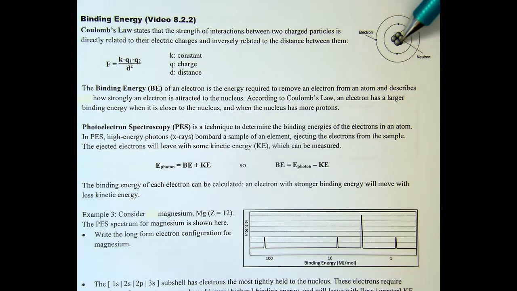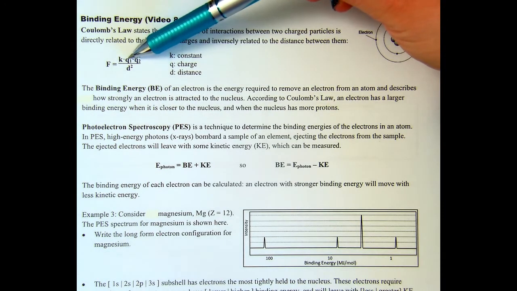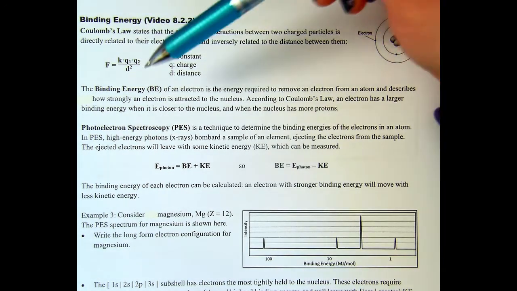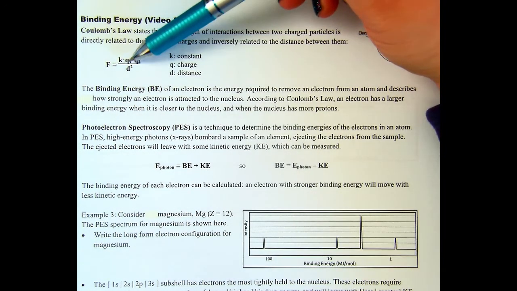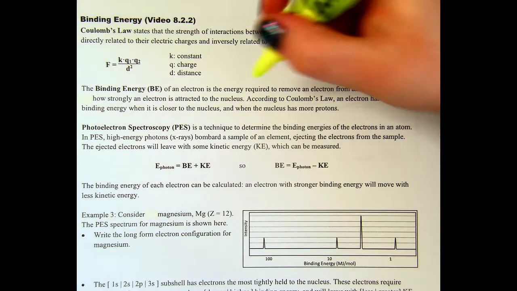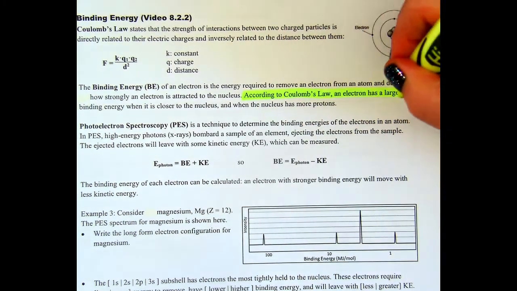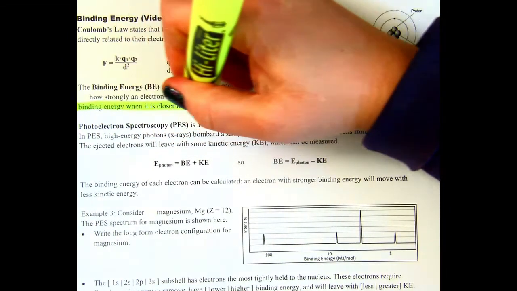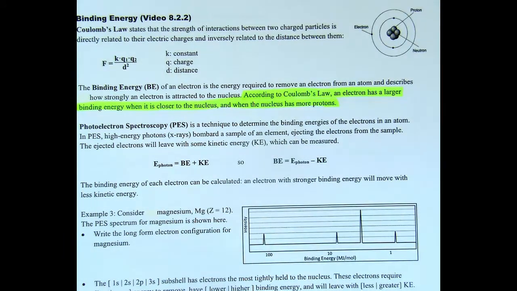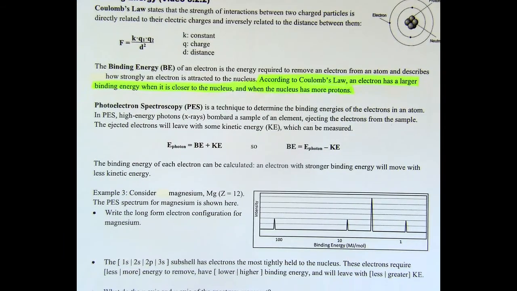And when the nucleus has more protons, so the nucleus is more positive, the overall intensity of the positive charge will be higher, so they'll be more attracted. According to Coulomb's law, the electron has a larger binding energy when it's closer to the nucleus and when the nucleus has more protons. We're going to use those definitions to look at photoelectron spectroscopy.